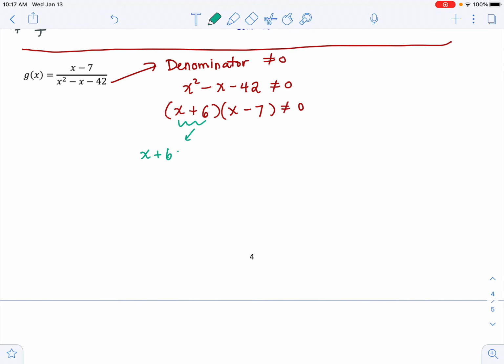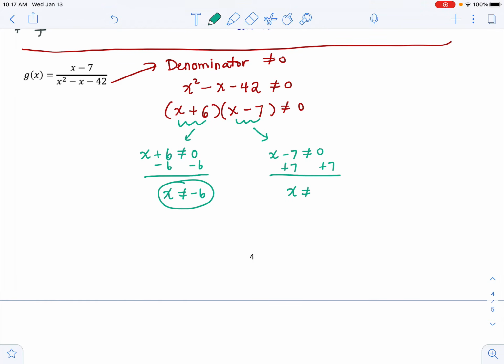x plus 6 can't be equal to 0, or x minus 7 can't be equal to 0. I basically set each of these factors not equal to 0, and if I solve these, subtract 6 from both sides on this one, x can't be equal to negative 6. Let me circle this. And if I add 7 on both sides, I will get that this second factor gives us that x can't be equal to positive 7. All right, let me graph them. Okay, and that's the only condition.